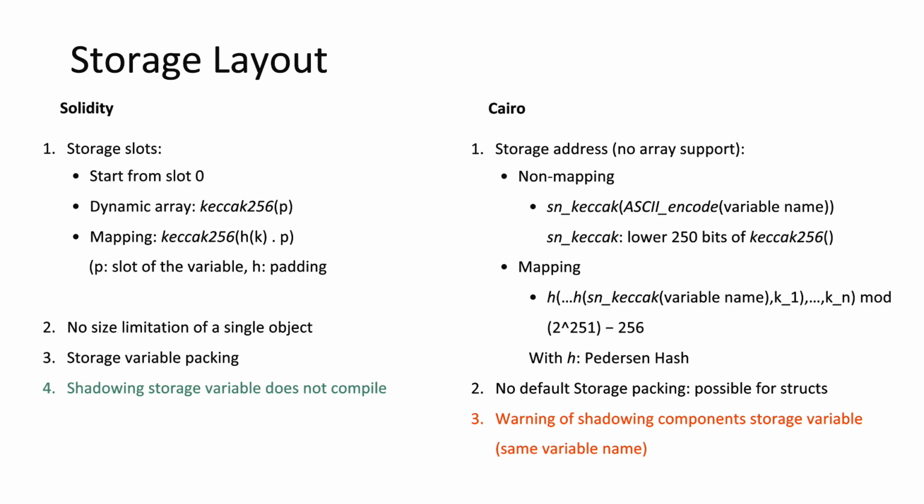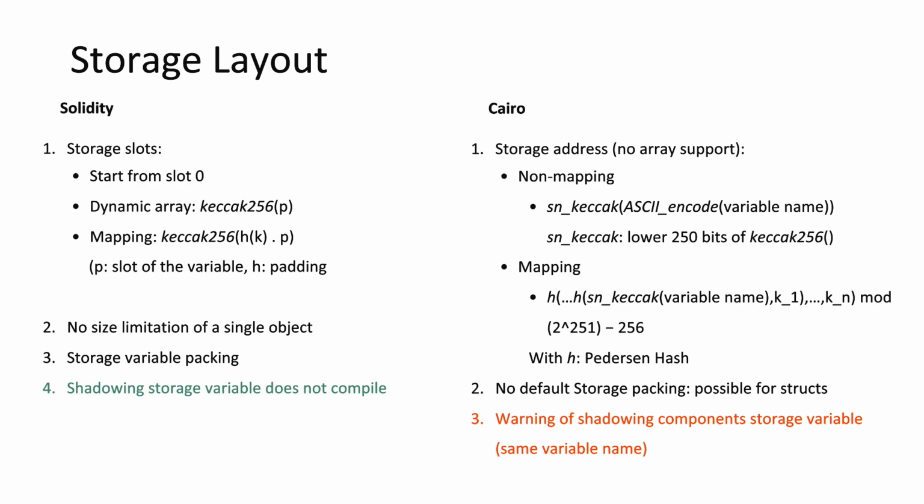On the other side, Cairo has in storage just two types, non-mappings and mappings. Non-mappings are stored at the sn_keccak of the variable name. That's something very important to keep in mind, because the name of the variable influences where your variable will be stored in storage. And sn_keccak is the lower 250 bits of keccak256.